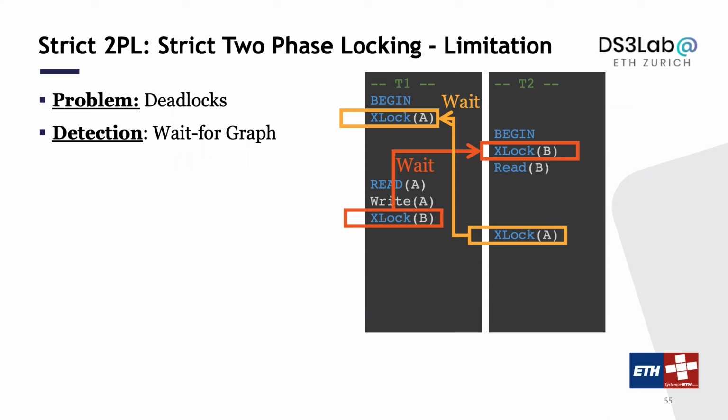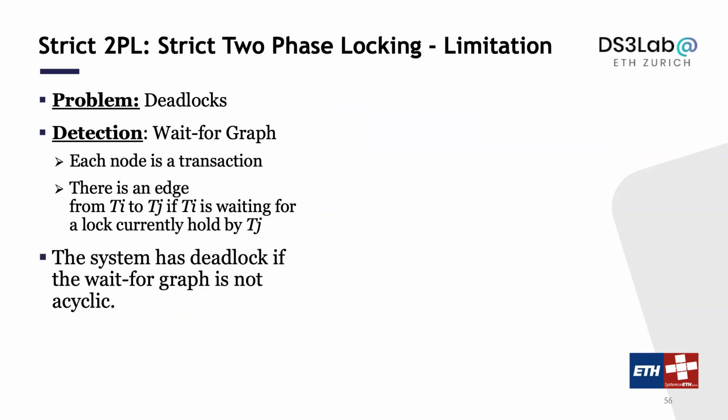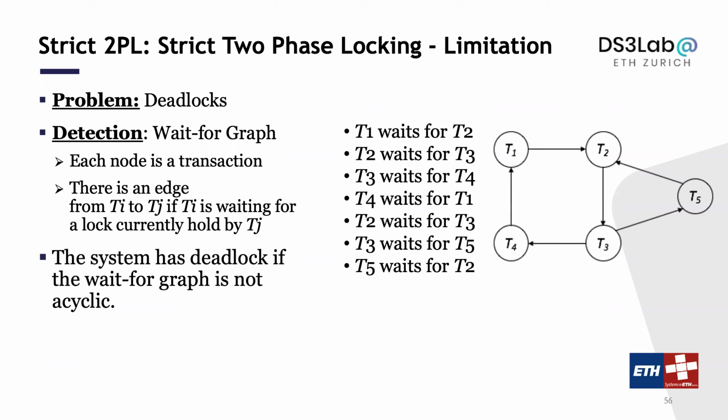So let's talk about detection. Detection is actually relatively simple. You can construct a waits-for graph. Each node in the graph is a transaction. If there's an edge from Ti to Tj, it means that Ti is waiting for a lock currently held by Tj. And then the system has a deadlock if there's a loop in the waits-for graph, which is very natural. Assuming this is the current state of the system, T1 waits for T2, so you have one edge in the waits-for graph from T1 to T2, and so on and so forth.